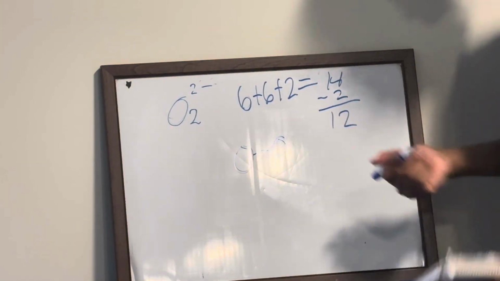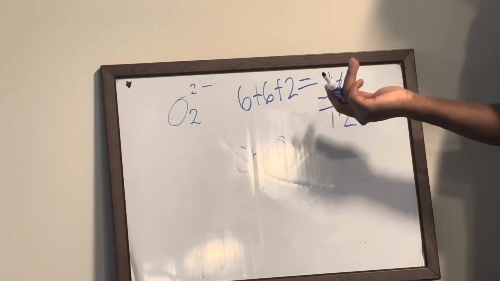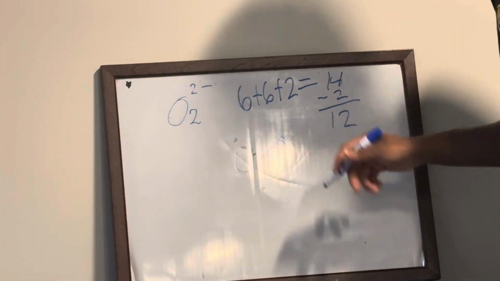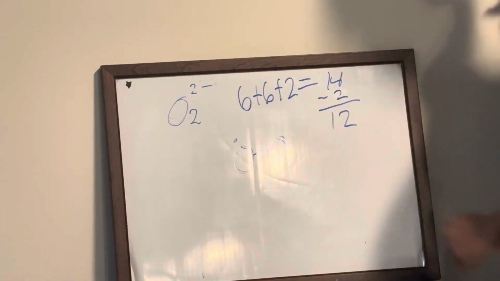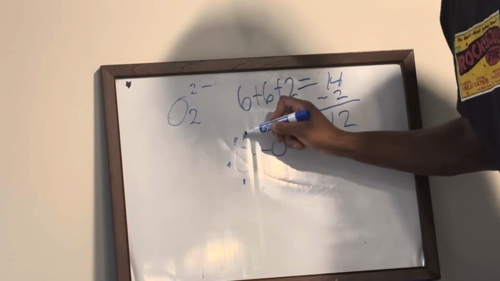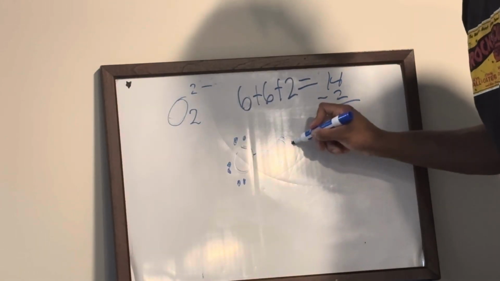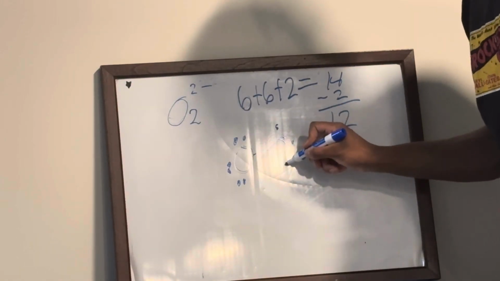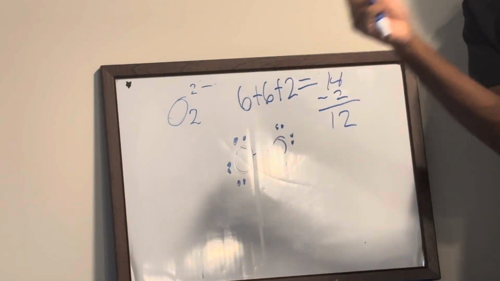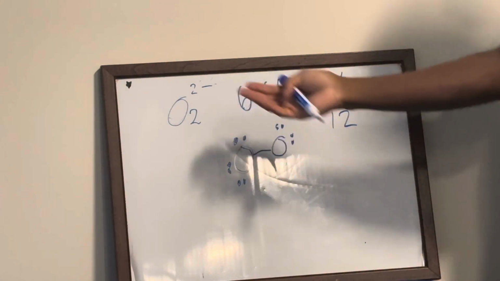Then all we do is follow the octet rule and fill it up. We have 12, so I'm gonna use 6 on this side and 6 on this side. 1, 2, 3, 4, 5, 6, and 1, 2, 3, 4, 5, 6. And then we're done. That's it for O2, 2 minus. That's how we do it.